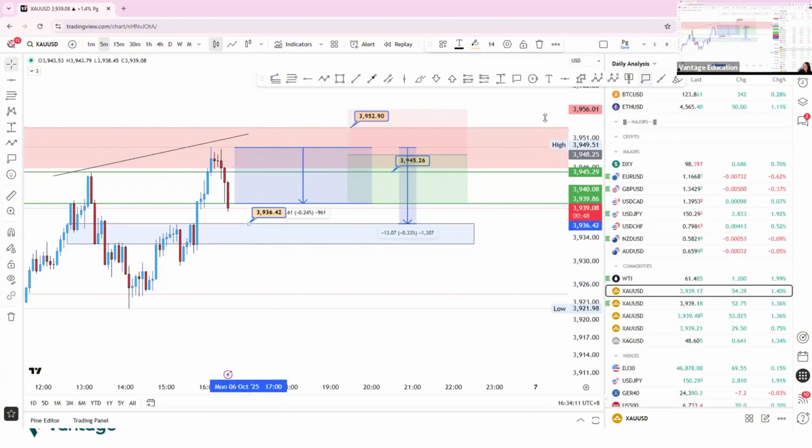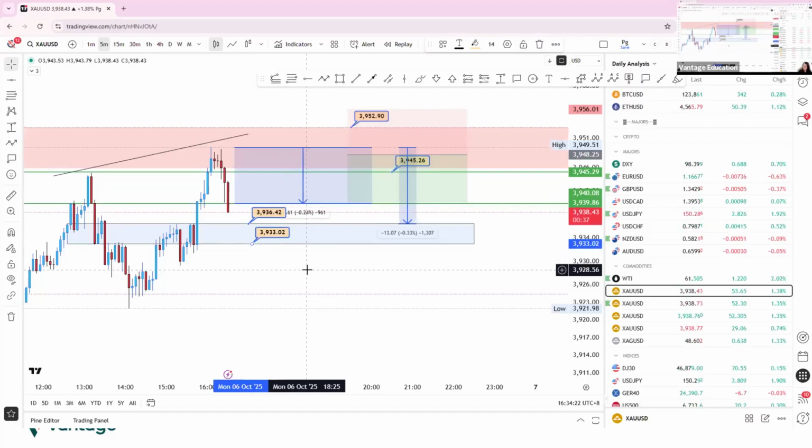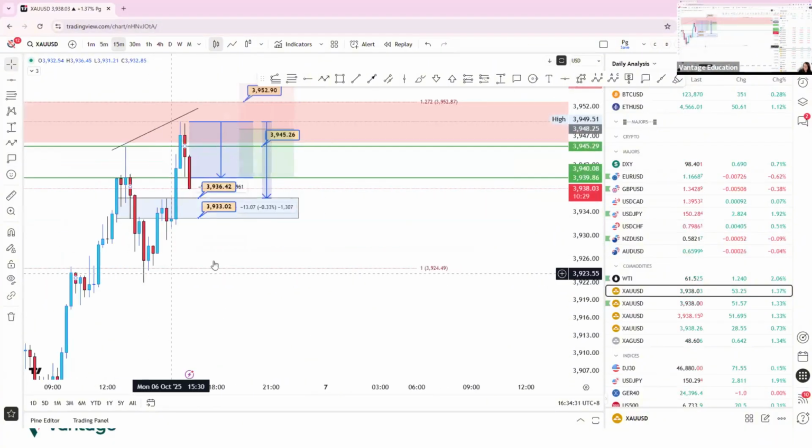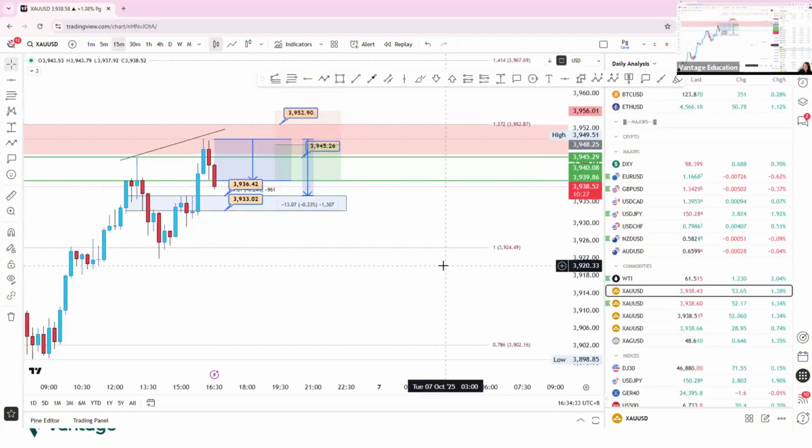So if you want to buy, 36 to 33, this is gonna be the zone for the buy entry. And then you just aim for 50 pip first and 100 pip.